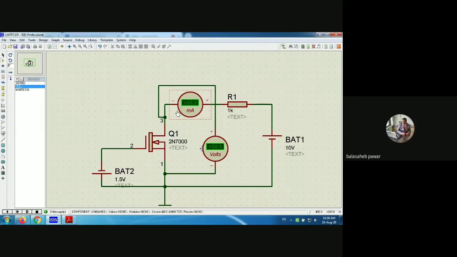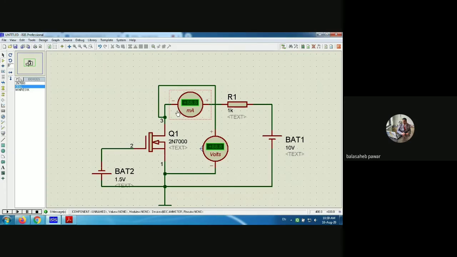Already during my previous lecture, I explained what is meant by transfer. Transfer characteristic, again in general, is the characteristic in between the controlling and controlled parameters of that device. Is it clear? Transfer characteristic is the characteristic in between controlling and controlled parameter.